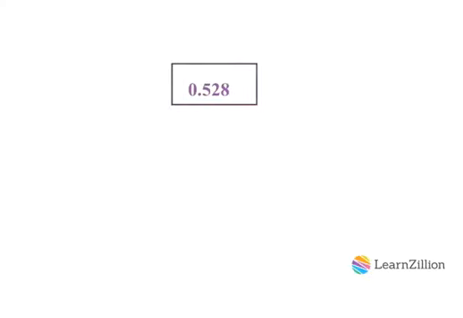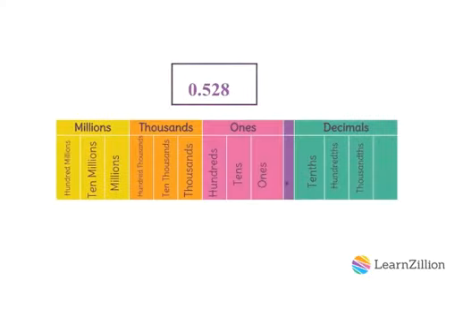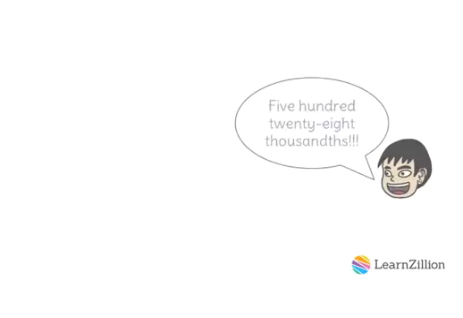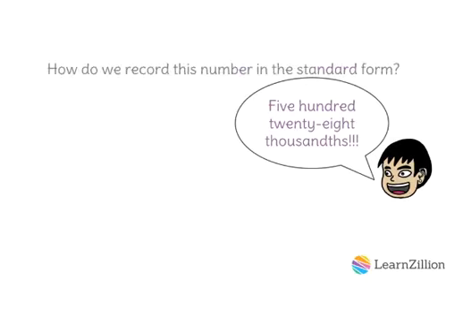To show 528 thousandths in the place value chart, we can focus on the place values within the rectangle. 528 thousandths can be written in the word form. How do we write this number in the standard form? The word thousandths tells us that this number is going to extend to the 1,000ths place. There is no word and. This tells us that there is no whole part to this number.